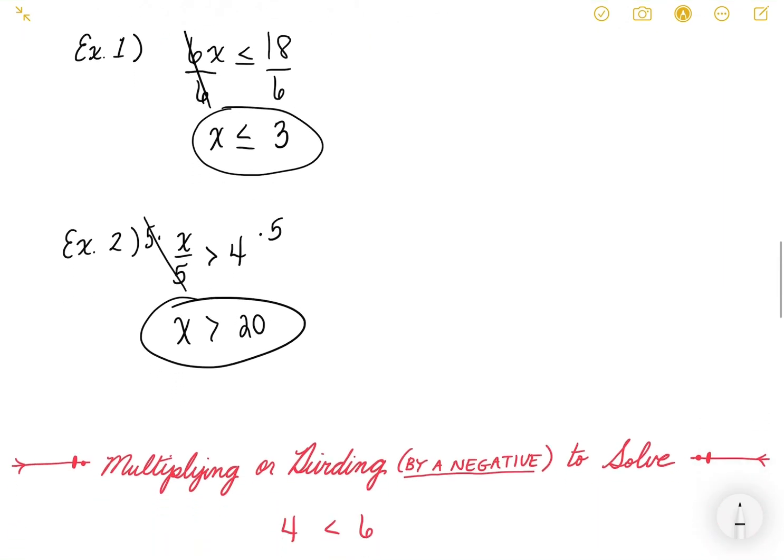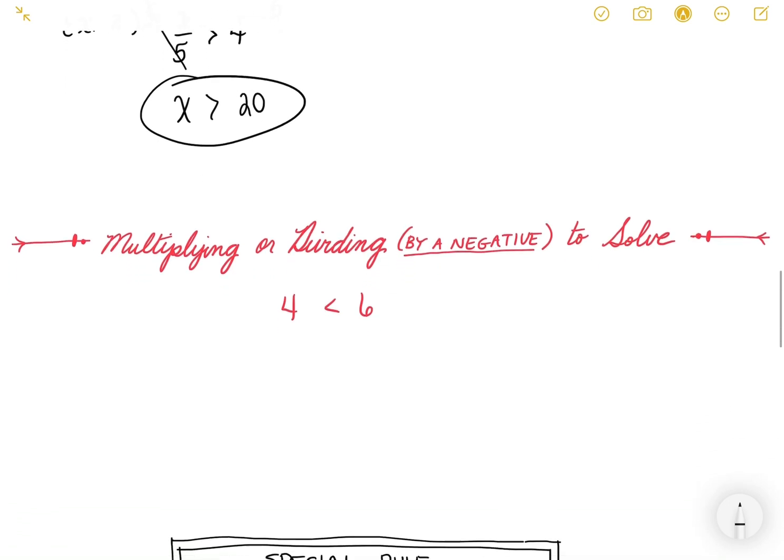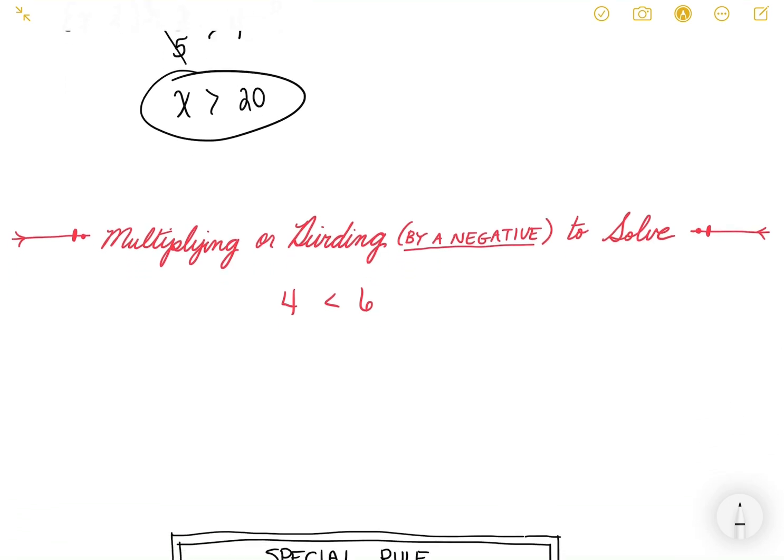So still keeping it pretty simple, pretty basic. But now we're going to get into something a little bit more tricky: multiplying or dividing by a negative in order to solve an inequality. So far, we've been able to solve inequalities in the exact same way we solve an equation and just leave the inequality symbol the same. The tricky part comes when you multiply or divide both sides of an inequality by a negative number.